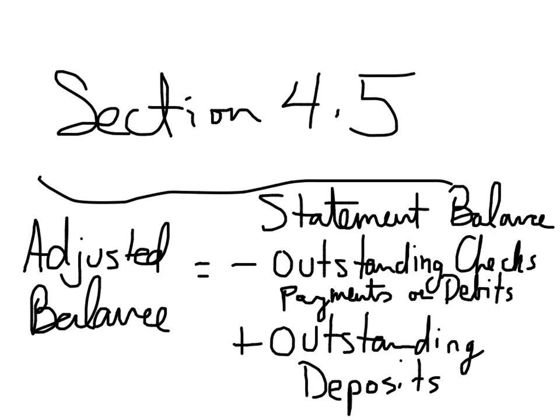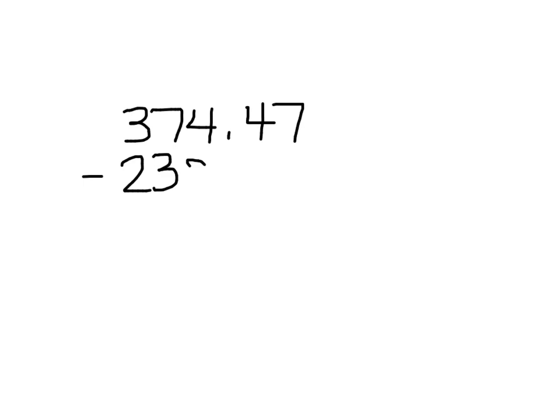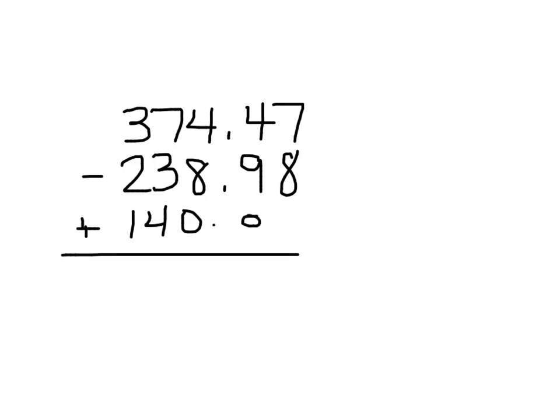On the bottom of page 193, number 1 says that my statement balance was $374.47. I had outstanding checks of $238.98, and I had an outstanding deposit of $140. What is my adjusted balance?